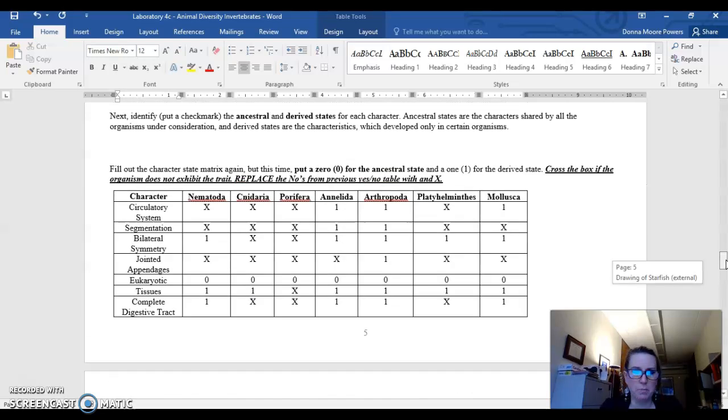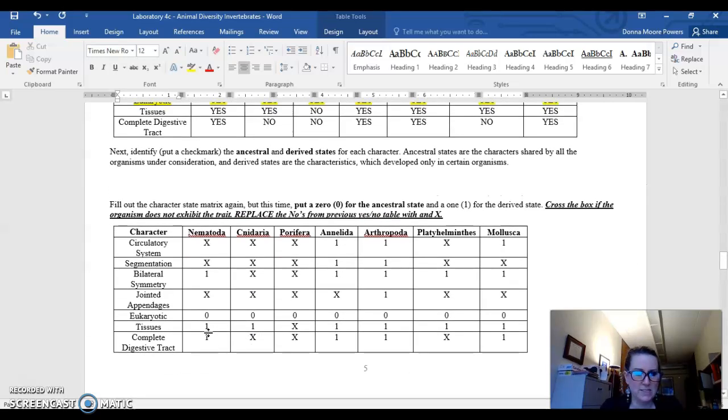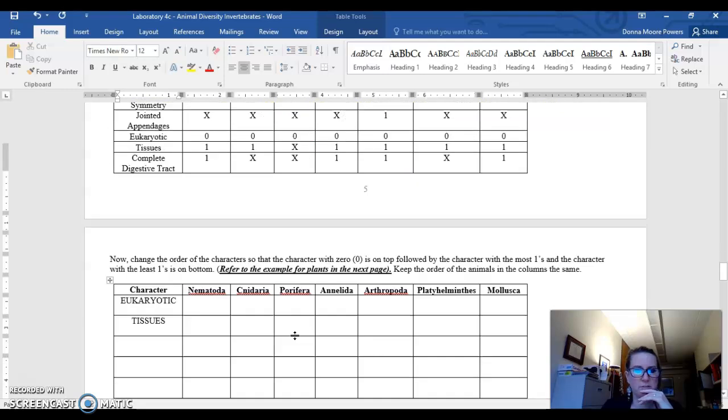Okay, so then you're going to go back up and say, okay, what's the character with just one less one? So after tissues, then we should have bilateral symmetry. So it's got 1, 2, 3, 4, 5. Okay.